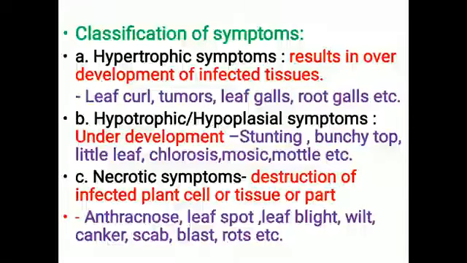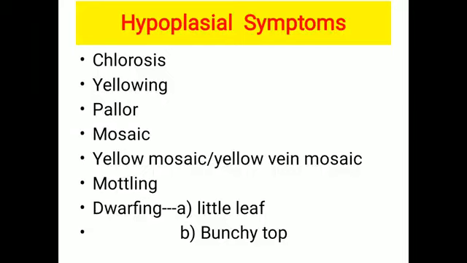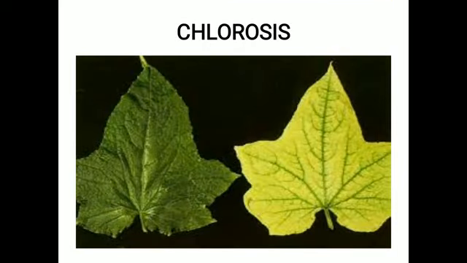So let us see one by one here. What are the hypoplasial symptoms? As we discussed previously: chlorosis, yellowing, pallor, mosaic, yellow mosaic or yellow vein mosaic, mottling and dwarfing. These are the hypoplasial symptoms, that is the reduction or underdevelopment of tissue which takes place due to the attack of pathogen or due to the excess or deficiency of nutrients. So we discuss one by one. First of all, chlorosis. As we know, chlorosis means what?